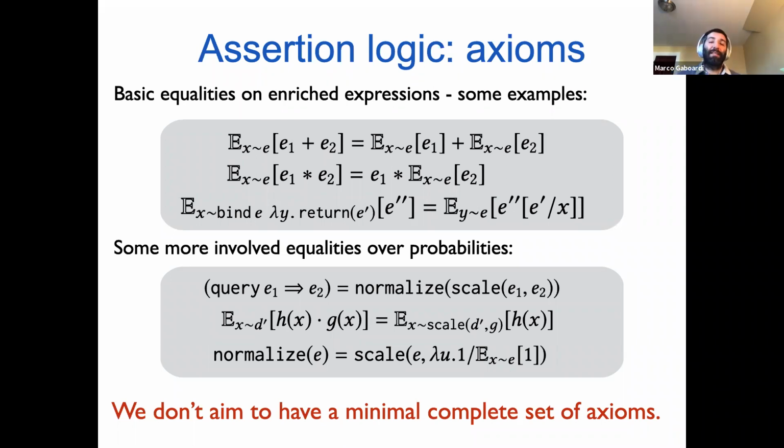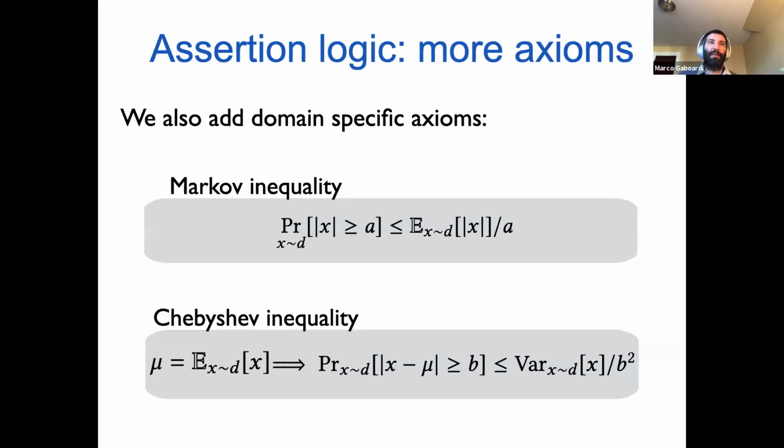Now, the last part on assertion logic that I want to mention is that we also add the domain-specific axioms like Markov inequality and Chebyshev inequality. These are used everywhere we want to reason about statements like the one I showed you at the beginning of my talk, so probabilistic and quantitative statements. Markov and Chebyshev inequalities are really fundamental in this setting.